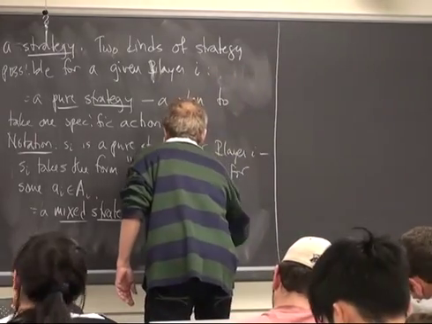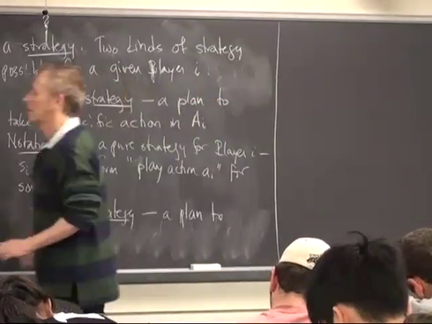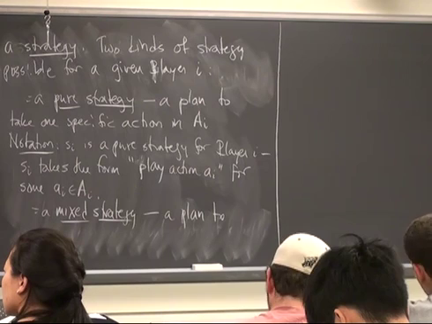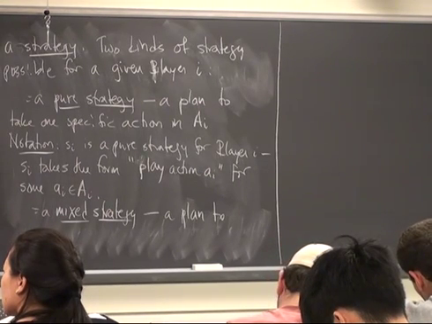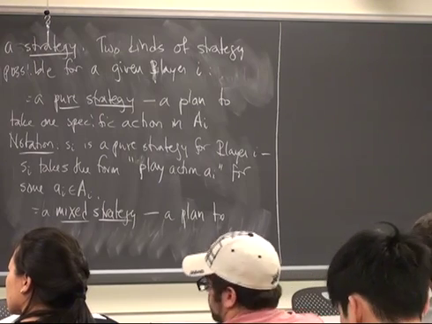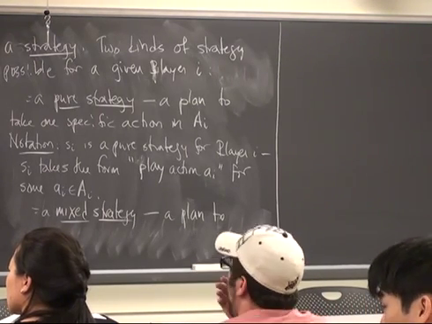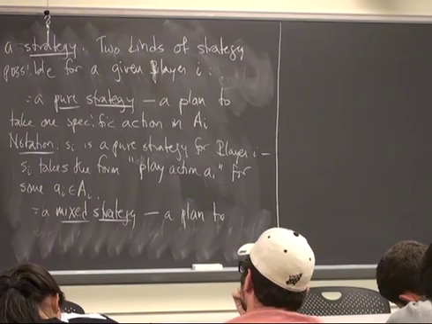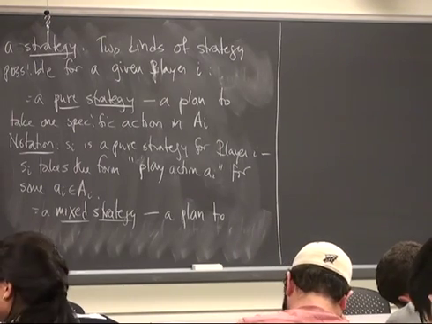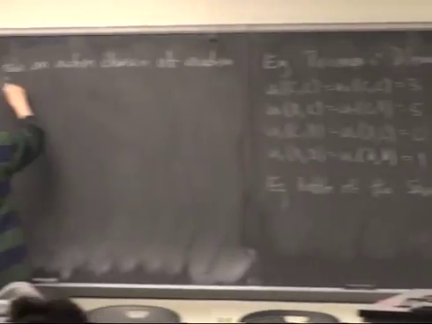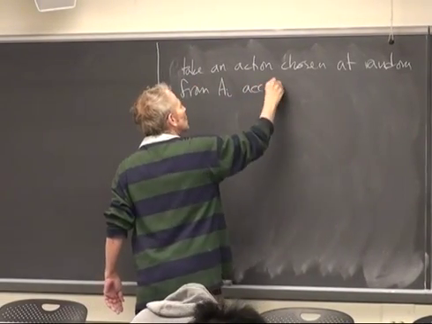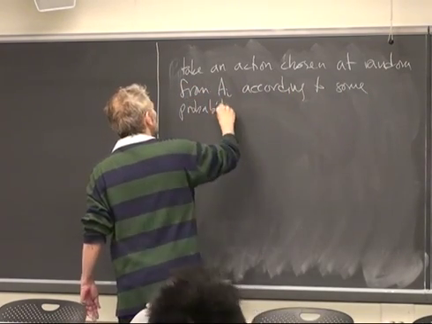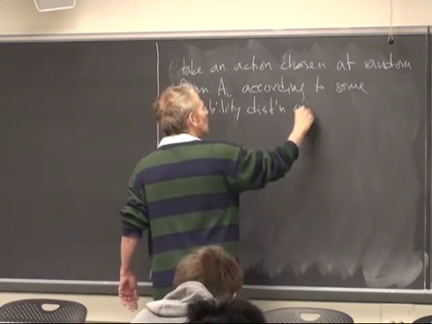So this is a plan to take an action chosen at random from capital A sub i according to some probability distribution on A sub i.